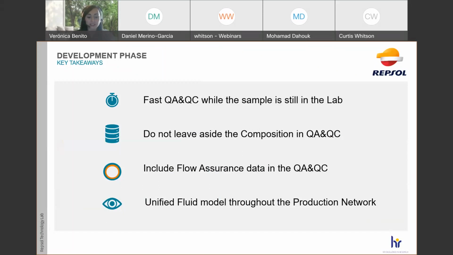Perform the QAQC analysis in the most integrated way possible, comparing the results between different experiments and also including flow assurance data in that evaluation and comparison. And finally, a unified or common fluid model should be used through all the production system, from reservoir to facilities, assuring the fluid consistency between all the different sites of the network.